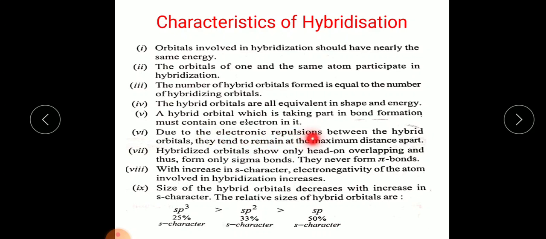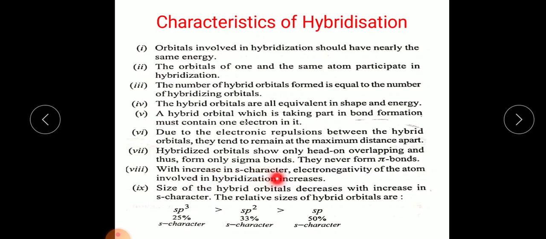Due to the electronic repulsions between the hybrid orbitals, they tend to remain at the maximum distance apart. So since the hybrid orbitals contain electrons, there will be electronic repulsion and they tend to remain at the maximum distance apart, so they will repel each other. Hybridized orbitals show only head-on overlapping and thus form only sigma bonds. We have already discussed the sigma bond. They never form pi bonds.